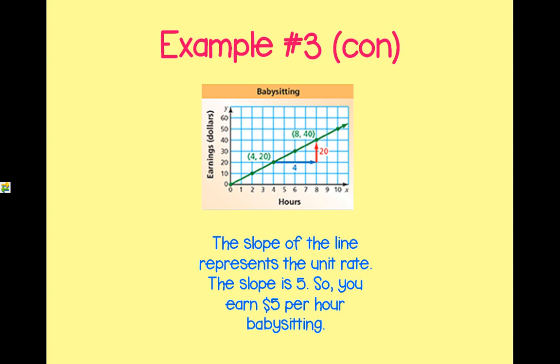Okay? The slope of the line in the previous problem represents the unit rate. As I said, the constant of proportionality, the unit rate, and the slope, y over x, is all of those things in a proportional relationship. So the slope is 5, so if we want to interpret that, that means that you will be earning $5 per hour babysitting.